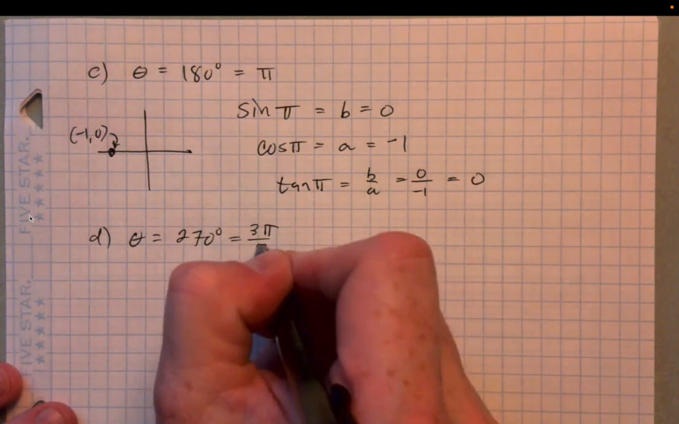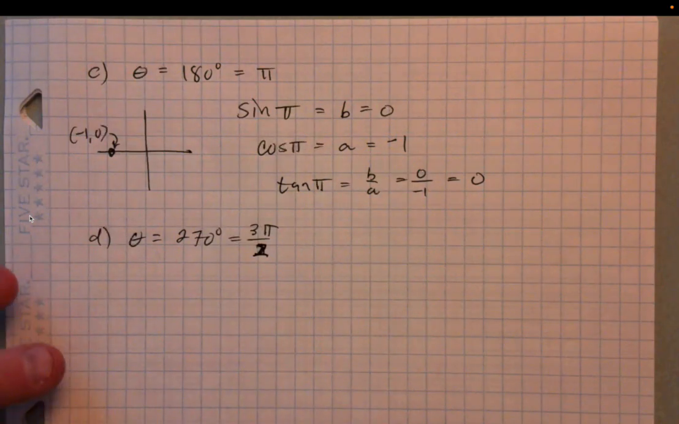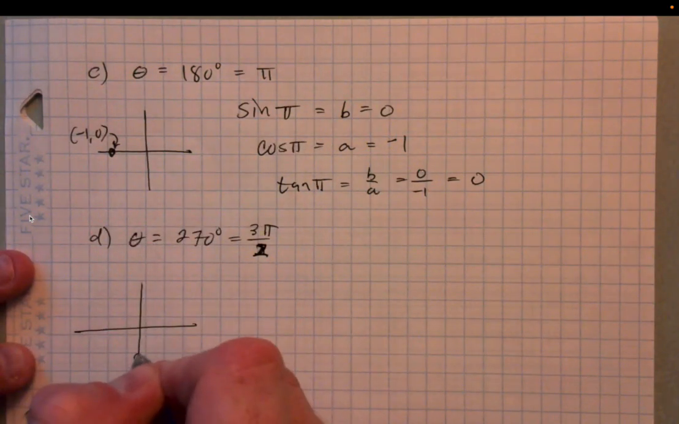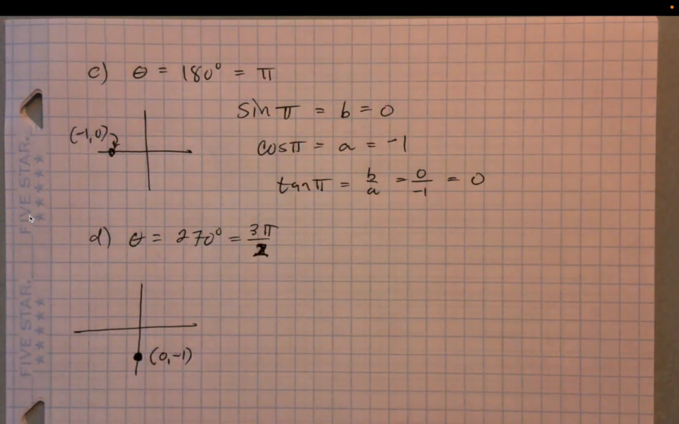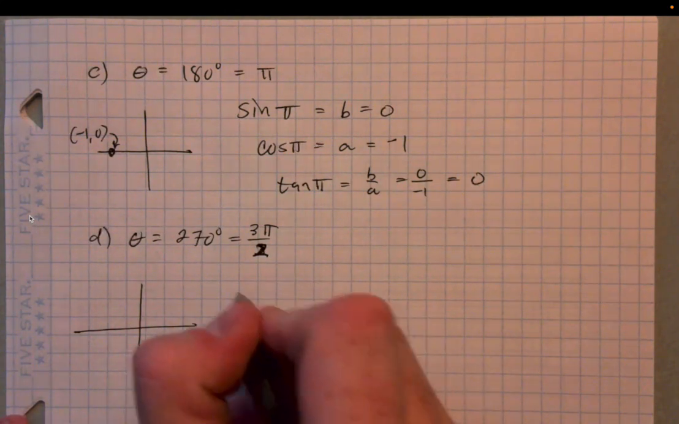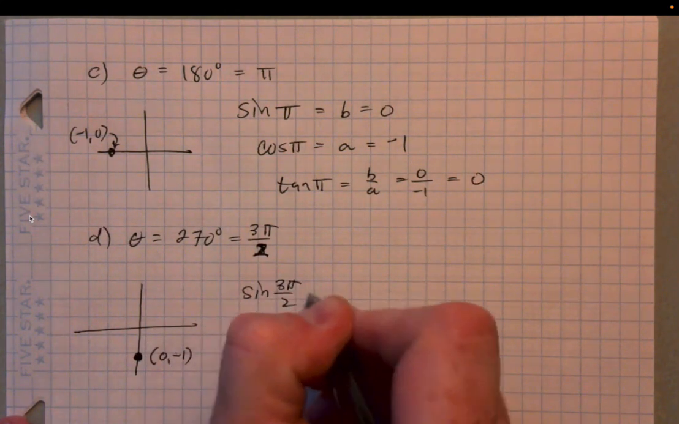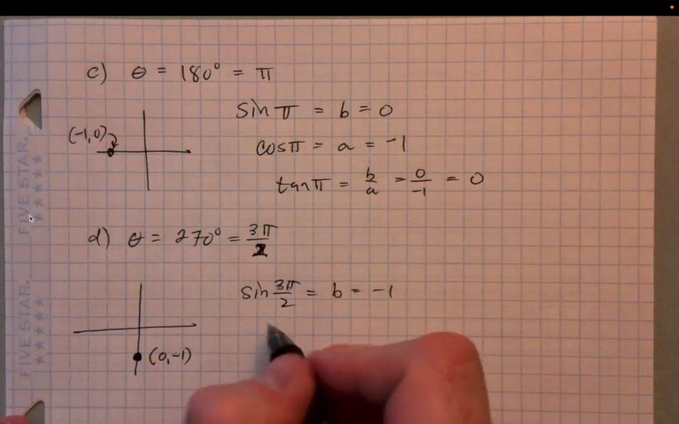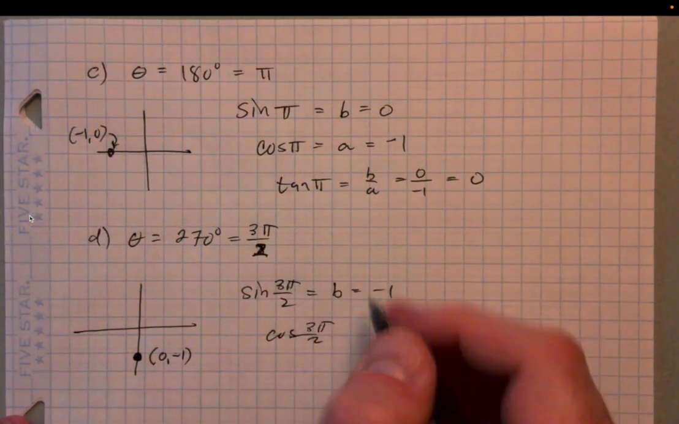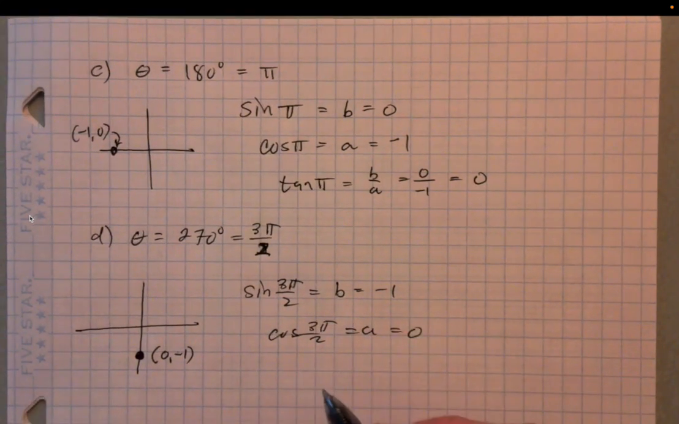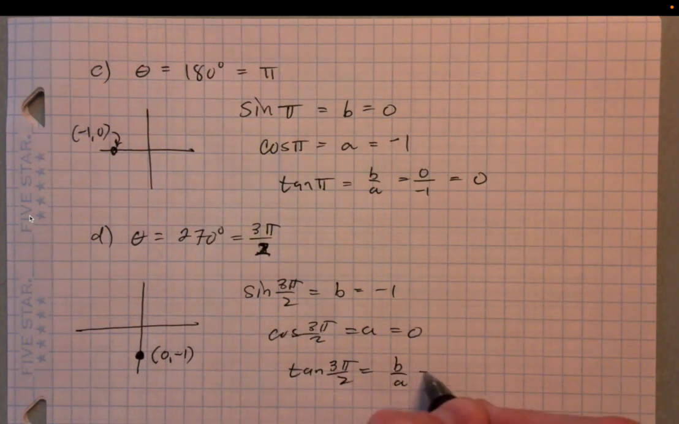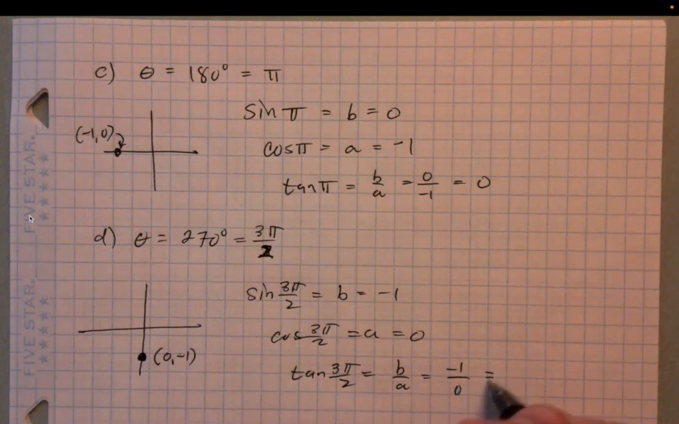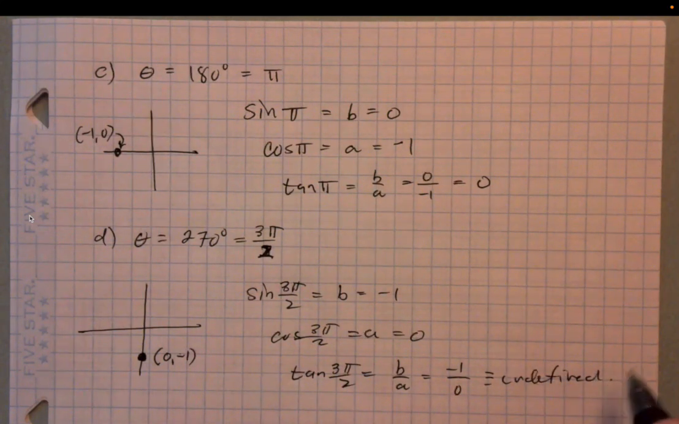And then finally, theta equals 270 degrees, which is 3 pi over 2, 1.5 pi. Okay, so that would be down on this axis. And in that case, we're looking at (0, -1) as the ideal point. That would be the point on the unit circle. So the sine of 3 pi over 2 is b, which is -1. The cosine of 3 pi over 2 is a, which is 0. And then the tangent of 3 pi over 2 is b over a, which is -1 over 0, so undefined. Okay? Very good.